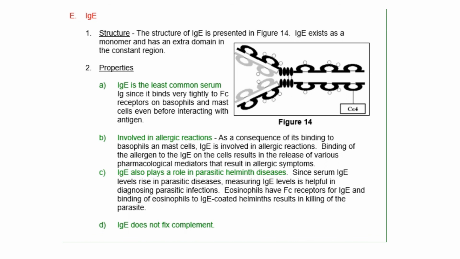Immunoglobulin E also plays a role in parasitic helminth disease. Since serum IgE levels rise in parasitic disease, measuring IgE level is useful in diagnosing some parasitic diseases. Eosinophils have an Fc receptor for IgE, and binding of eosinophils to the IgE-coated helminths results in killing of these types of parasites. Usually, IgE does not fix complement. So, the only complement fixators are the IgG and IgM antibodies.